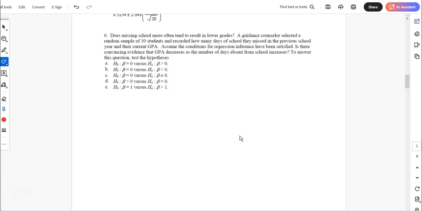which test the hypothesis. So what's the hypothesis for this test? I don't think it's going to be one of those. So there is no difference. That's the null. There's nothing going on here, nothing to see. So is there convincing evidence that GPA decreases as the number of absent days increases? So one's increasing, the other is decreasing. That would be a negative slope. So I think it would be B.